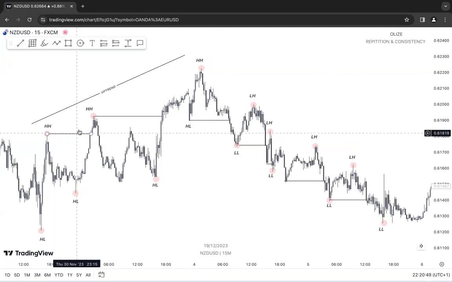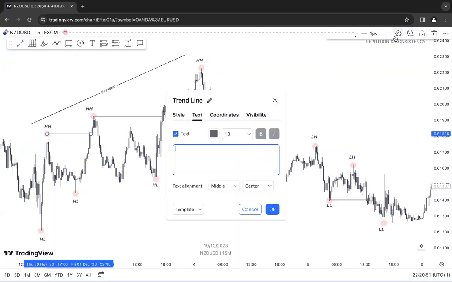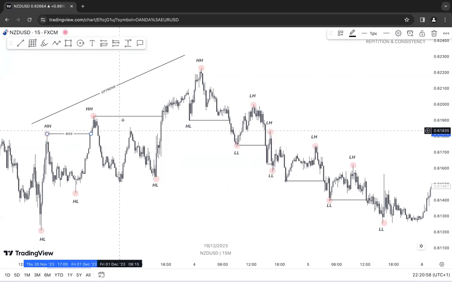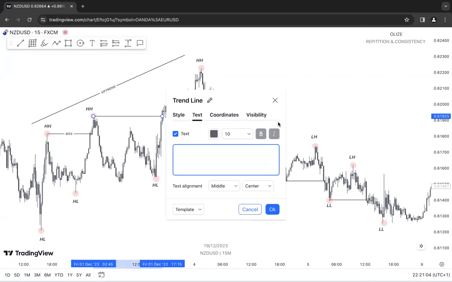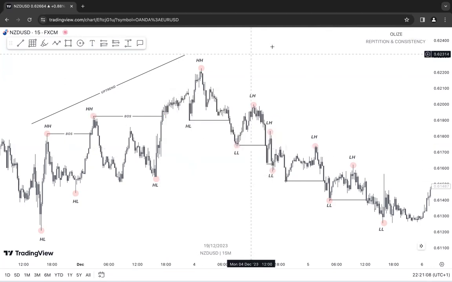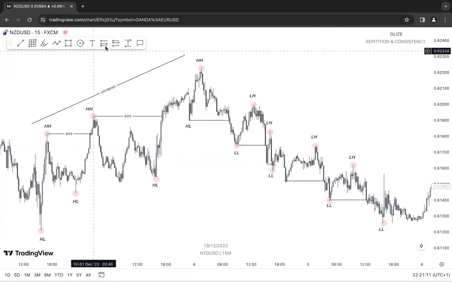Okay, so at every point I marked out, we have what? Break of structure. So break of structure is actually price taking out old lows or highs. Break of structure can be either to the up or downside. It doesn't have to be aligned with the market trend.